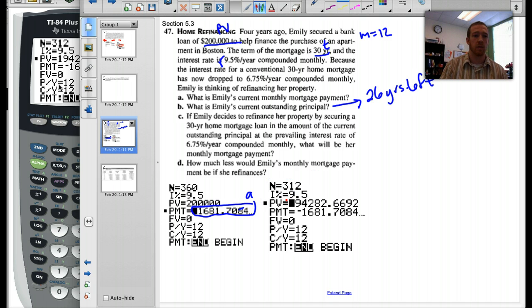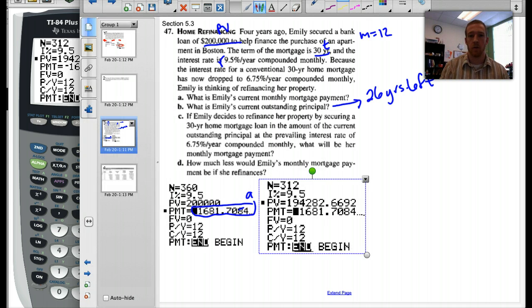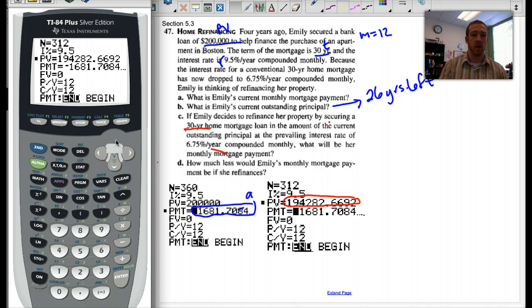So she's still, oh, I hate when that happens. Covered up the number there. Here we go. So she still owes $194,282 and 67 cents. If she decides to refinance her property by securing a 30-year home mortgage loan in the amount of the current principal, with the interest rate of 6.75, what will her monthly payment be? So it says a new 30-year home loan. So we got to change this back up to 30. She's not finishing the 26 years. She's starting a new loan and refinancing again for 30 years.